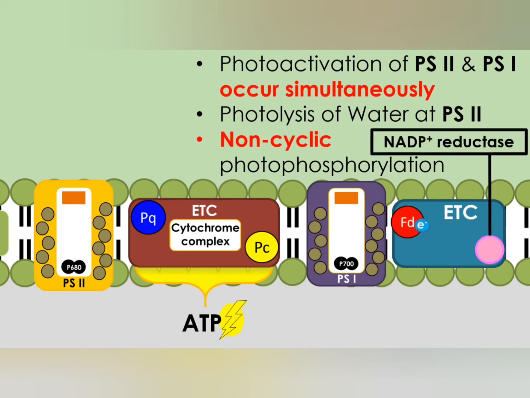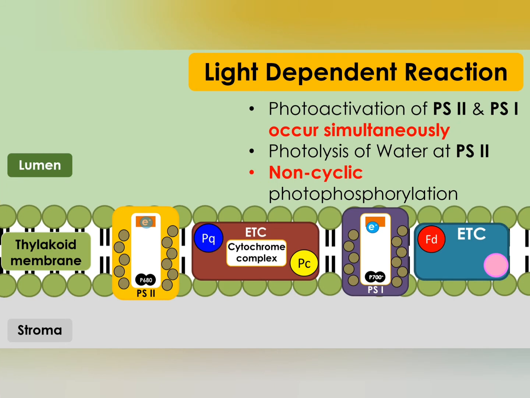Ferredoxin will transfer the electron to an enzyme called NADP+ reductase, which uses the electron to reduce NADP+ into NADPH. This shows that the final electron acceptor for non-cyclic photophosphorylation is NADP+. In addition, the transfer of electron from ferredoxin to NADP+ reductase does not involve cytochrome complex, which means that there is no production of ATP by chemiosmosis.